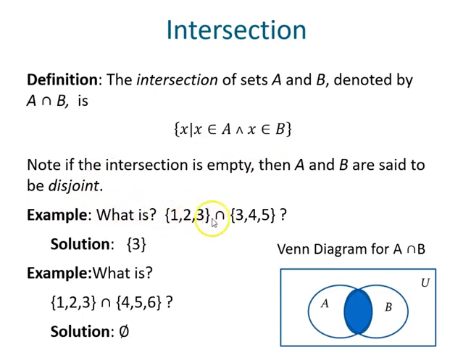What is the intersection of these two sets? It consists of only one number, the number 3, because only 3 belongs to both sets. And what is the intersection of the set {1, 2, 3} and the set {4, 5, 6}? The answer is the empty set, so these two sets are disjoint. The intersection is represented by the common part of the ellipse A and the ellipse B.